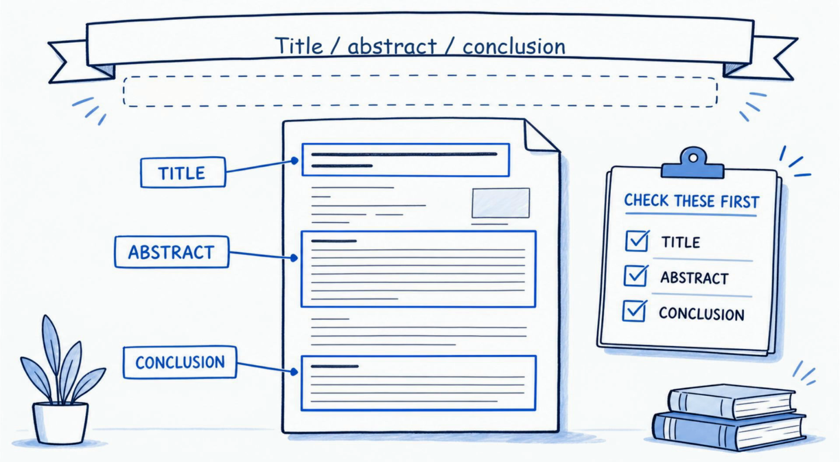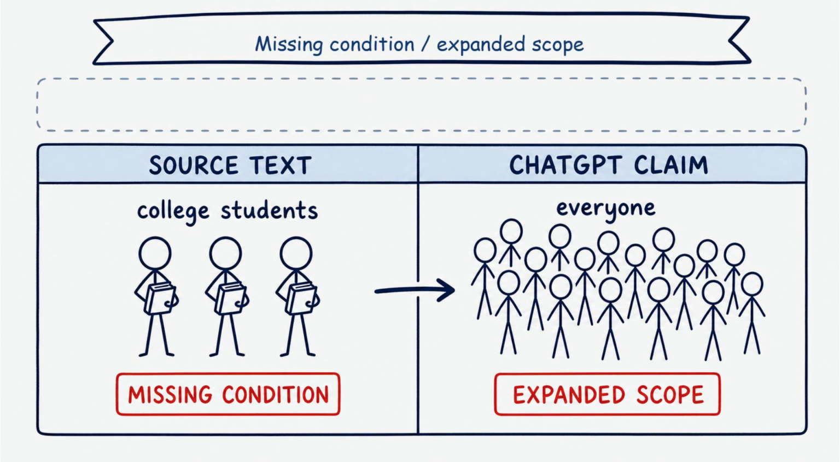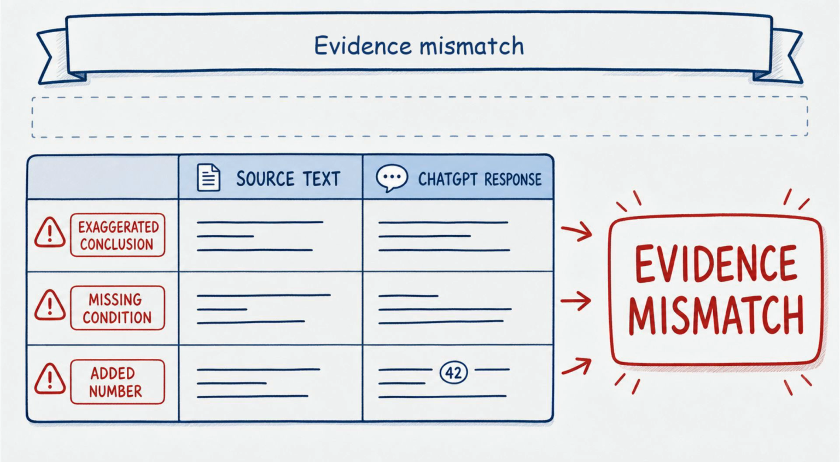You need to open the original source and at least check the title, abstract, conclusion, or the most relevant section of the textbook or web page. Then compare ChatGPT's statement with the original text. If the original text says "may be related," but the AI writes "has been proven," that is a mismatch. If the original study only researched university students, but the AI writes that the result applies to everyone, that is a mismatch. If the original text only discusses time management, but the AI writes that the Pomodoro technique improves learning efficiency by 40%, that is also a mismatch.